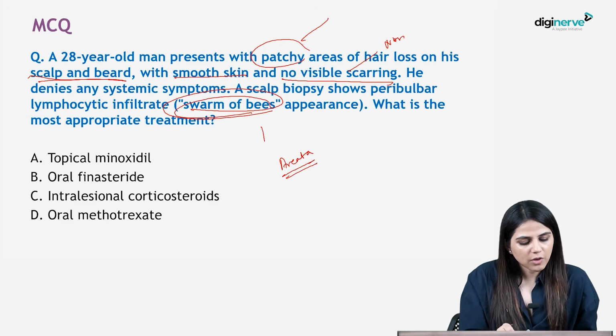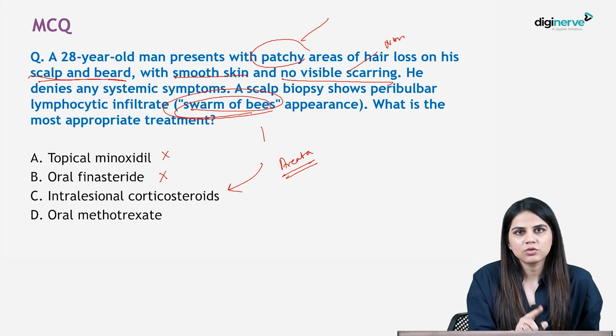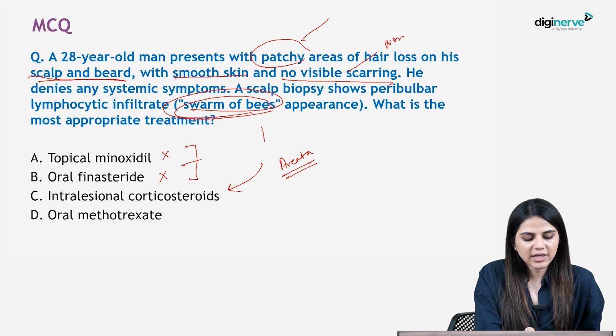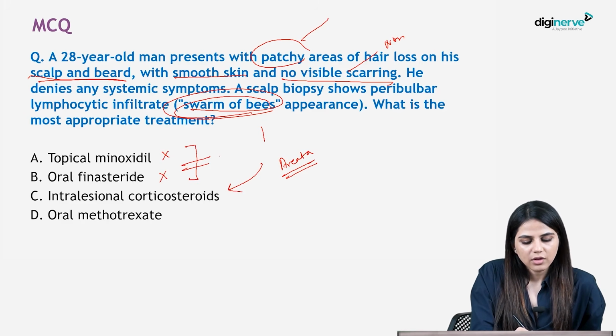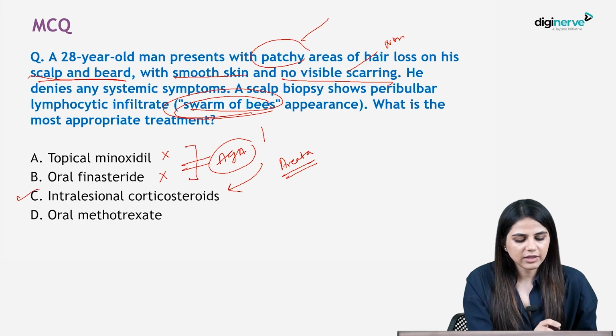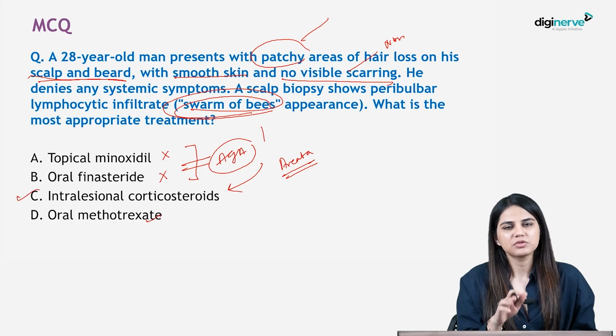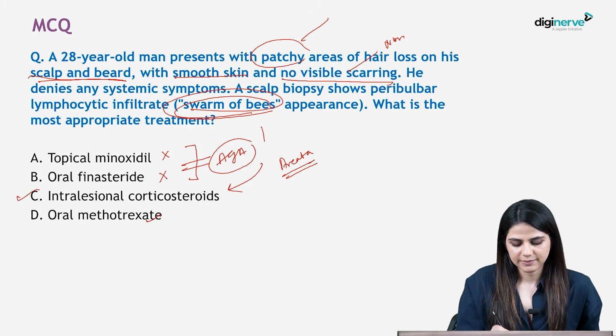What is the most appropriate treatment? Intralesional steroid. Minoxidil plays no role. Finasteride also plays no role in alopecia areata. Both of them are used for androgenetic alopecia. Single patch of alopecia areata, always intralesional corticosteroid is the choice. Methotrexate can be used in universalis or totalis.